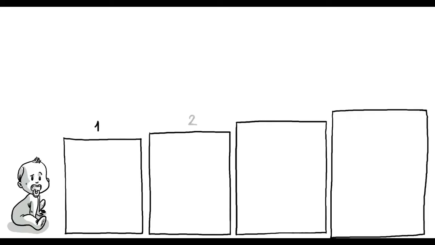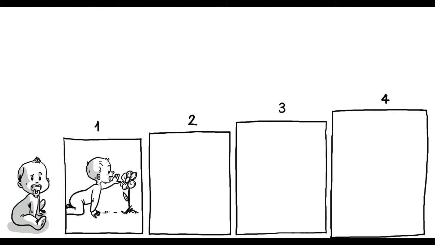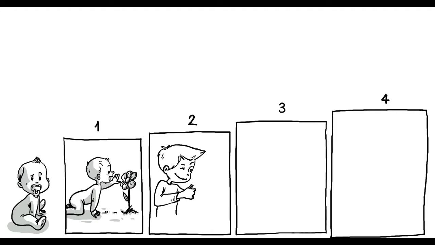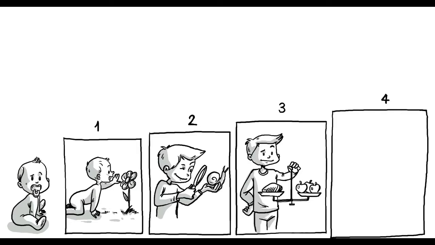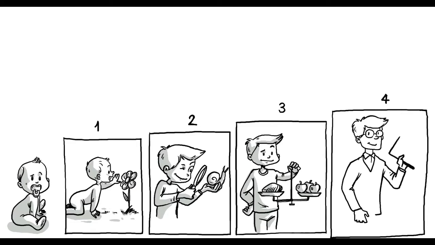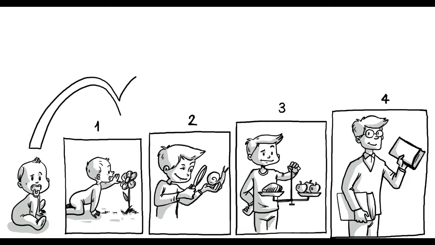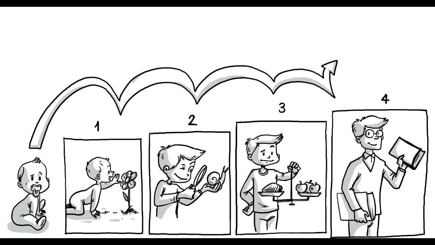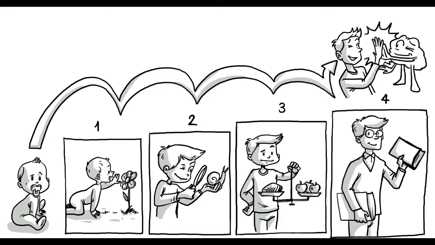Piaget's theory argues that we have to conquer 4 stages of cognitive development. First, the sensory motor stage. Second, the pre-operational stage. Third, the concrete operational stage. And fourth, the formal operational stage. Only once we have gone through all the stages, at an age that can vary, are we able to reach full human intelligence.